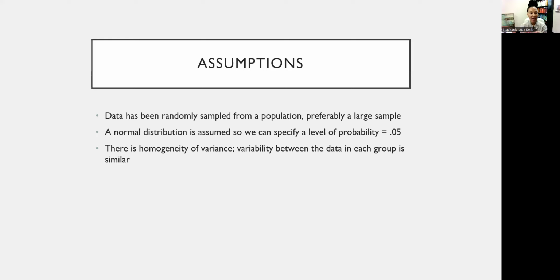But when we have a normal distribution among our population, we can be comfortable in selecting our alpha level or a p-value of 0.05.